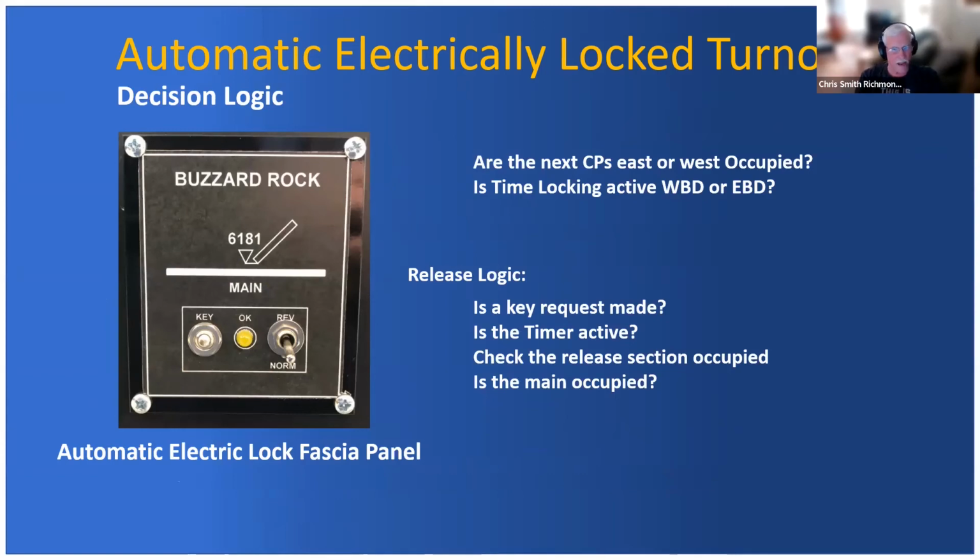Is the next CP east or west occupied on either end of that track section? Is there time locking westbound or eastbound? Is there already a train reserved by the dispatcher and the dispatcher simply forgot? Then the release logic, once the crew requests that set of points be opened: is the key request made? Is the timer already active? Is there a release section occupied? Is the main occupied? These kinds of things are what the system is going to look at.